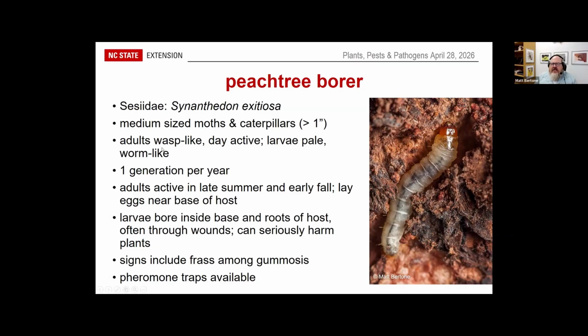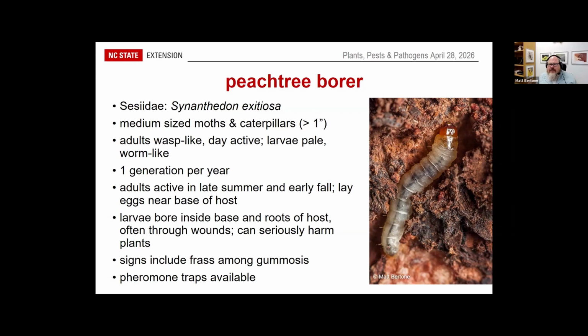And the adults are wasp-like and day-active, as are other clearwing borers. Larvae are pale and worm-like, so they're kind of grub-like. They don't look like a typical caterpillar, but that's because they're inside the plant, boring inside. These have one generation per year.